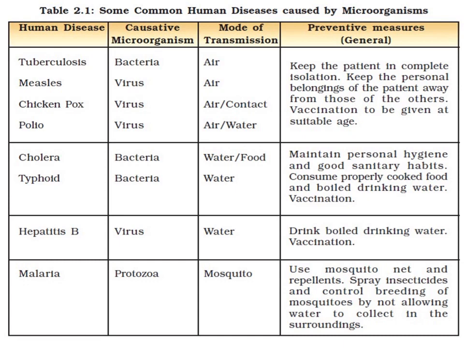Okay, malaria has 3 types, Plasmodium malariae, and there are 2 more. So preventive measures are to use mosquito nets and repellents, spray insecticides and control breeding of mosquitoes by not allowing water to collect in the surroundings, because the malaria mosquitoes lay eggs in dirty water, and dengue mosquitoes lay eggs in fresh water also.